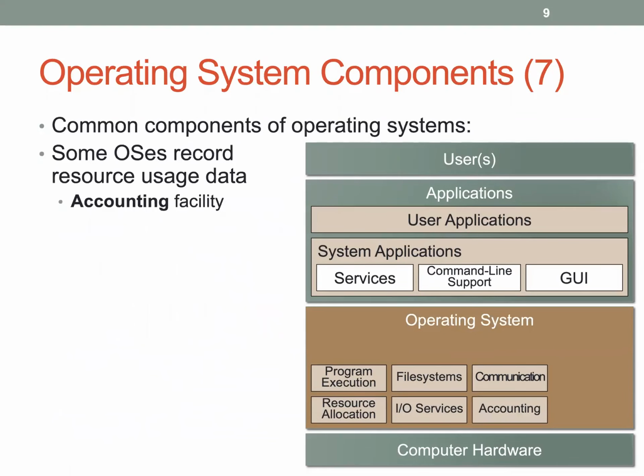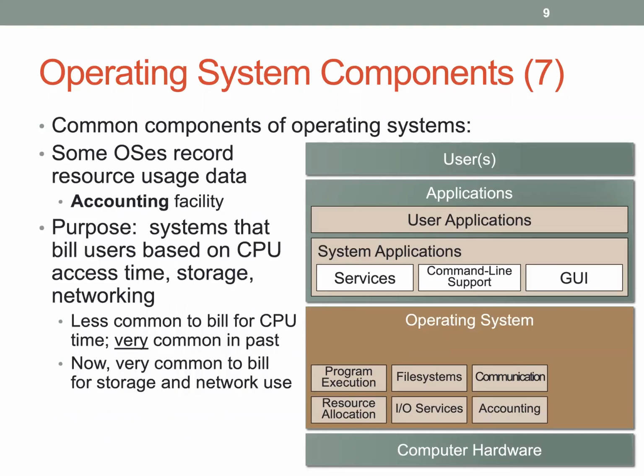Now, you also have accounting, and accounting is actually becoming increasingly important. I mentioned here, I think on the slide, systems that bill users based on CPU access time, storage, and networking. Now, this is becoming ubiquitous because of cloud computing. If I want to spin up a machine on AWS, or I want to have a Google Compute Cloud instance or something like that, then obviously these companies provide those services for money, and so they need a way of actually recording what you're utilizing. And so you can imagine that accounting is a very central component of that.